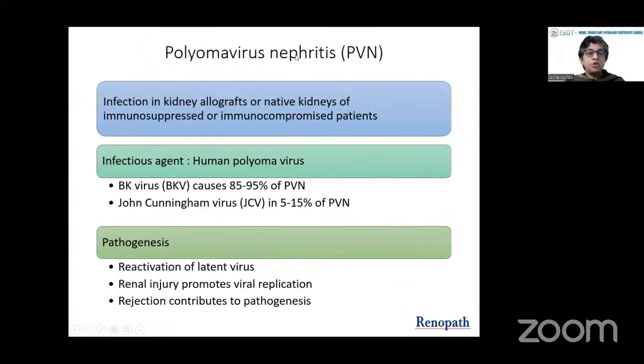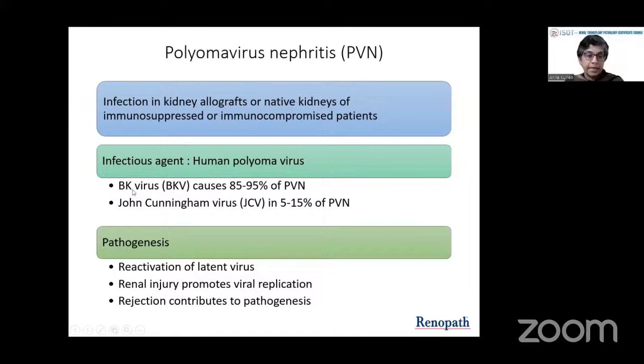So this is a virus I'm sure all the nephrologists would definitely have come across in their practice because among all the viruses, this is the most common one. And it's not just allografts. You need to remember there are case reports of BK virus nephropathy in native kidneys, especially in immunocompromised patients also. And the infectious agent is a human polyomavirus.